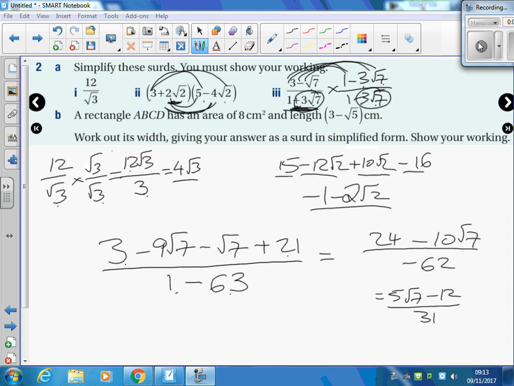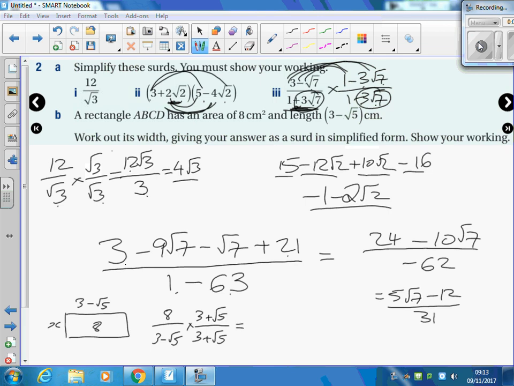Last part, bit of thinking then. We've got an area of 8, so a rectangle here, the area is 8, and this length is 3 minus root 5. We're trying to find out what its width is. And so the width we're going to do, it's going to be a divide, isn't it? We're going to do 8 divided by 3 minus root 5. So it's a practical situation where we're going to have to rationalize the denominator again.